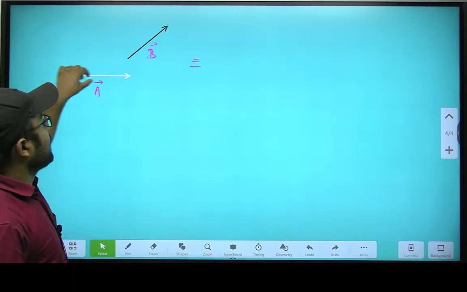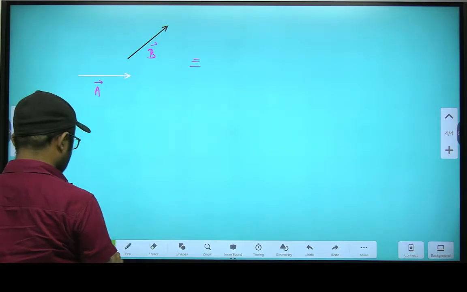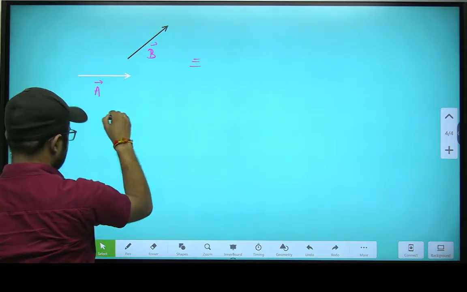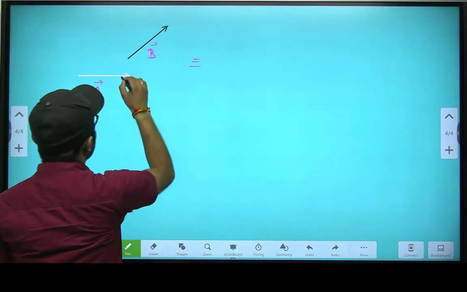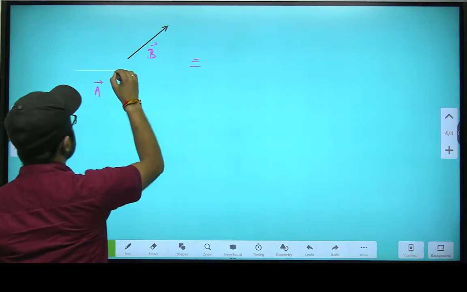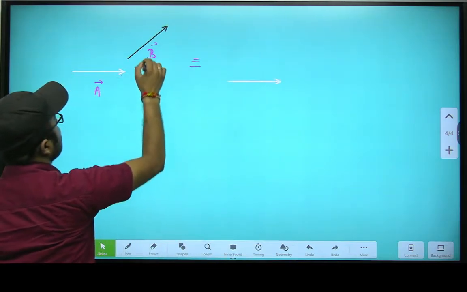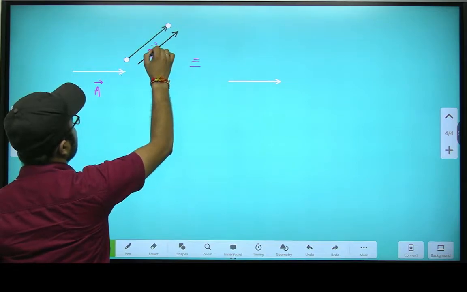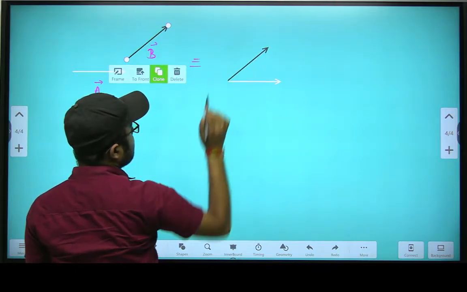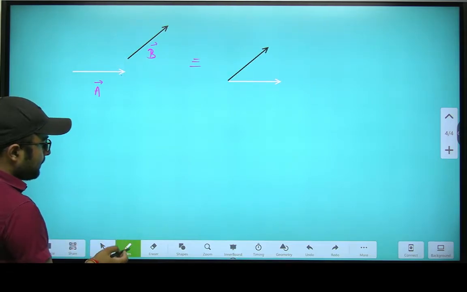So if we need to add vector A and vector B by the parallelogram law of vector addition, what will we do? We will take vector A as it is. We will take vector B as it is and join the tail of both vectors. Now, with the help of these two, we will construct a parallelogram.